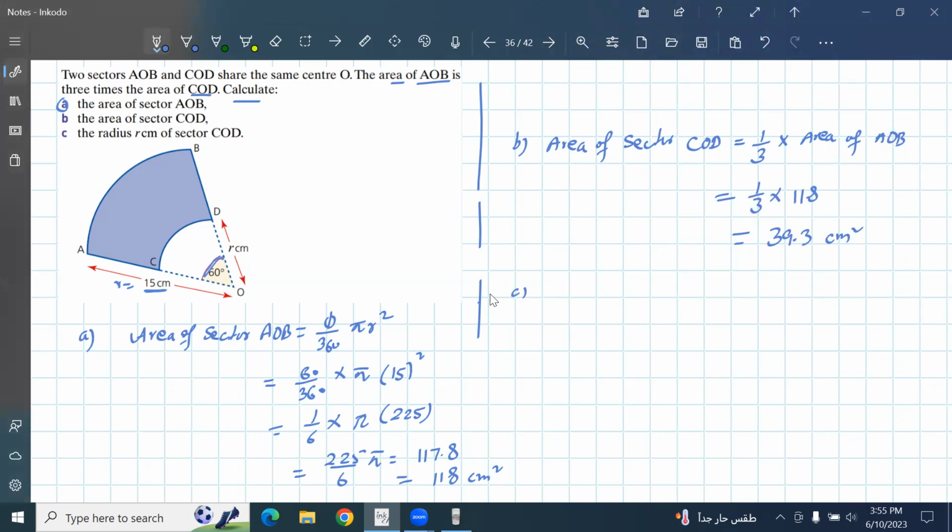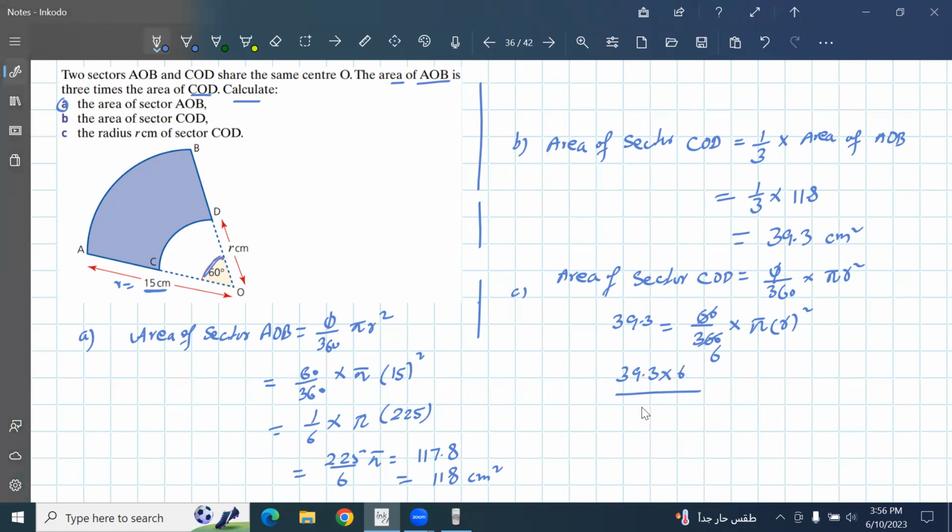So the sector COD, which we just found, I will write the same formula. Area of sector COD, the formula is angle over 360 multiplied by pi r squared. So we found the area is 39.3, and the angle is the same for both, 60 over 360 multiplied by pi r squared, where r we don't know. So next step, this can cancel. So 6 on the other side you can multiply, meaning 39.3 multiplied by 6 over pi gives us r squared.